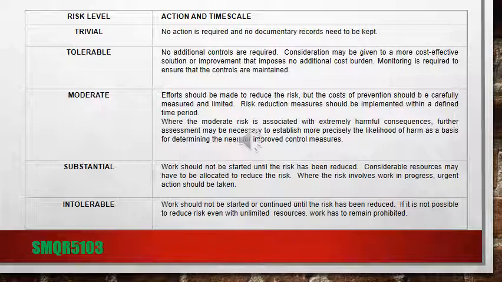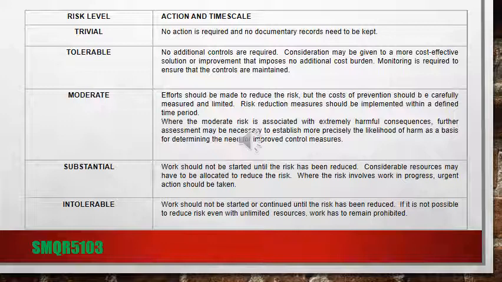Trivial: no action is required and no documentary record needs to be kept. Tolerable risk level: no additional controls are required. Consideration may be given to a more cost-effective solution or improvement that imposes no additional cost burden. Monitoring is required to ensure the controls are maintained.